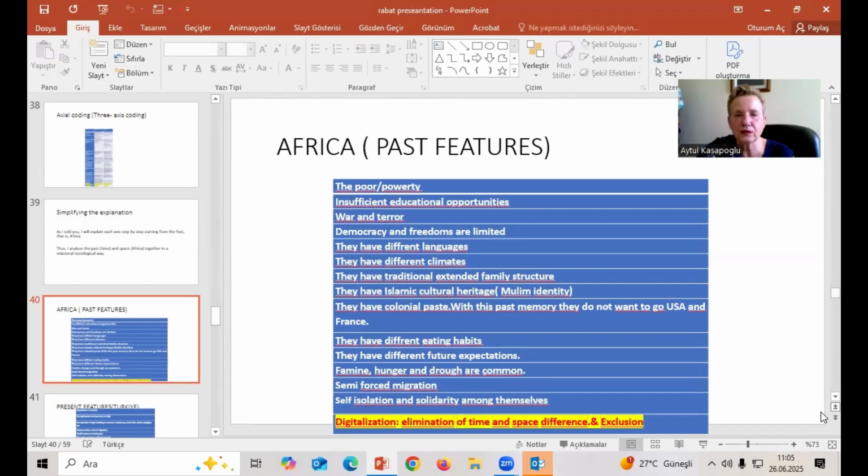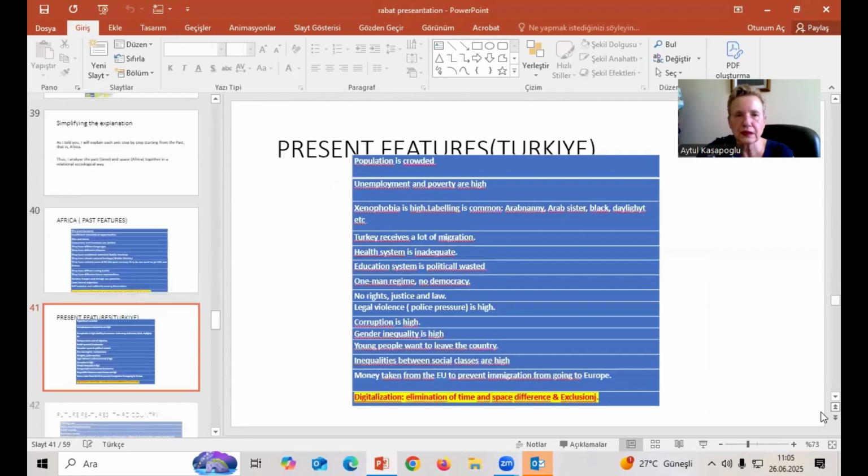Famine, hunger, and withdrawal are common. Semi-forced migration, self-isolation, and solidarity among themselves. And digitalization and elimination of time and space difference and exclusion are the main characteristics of the past.